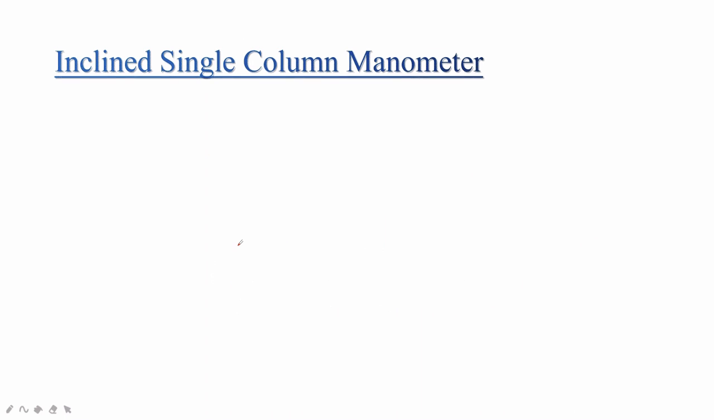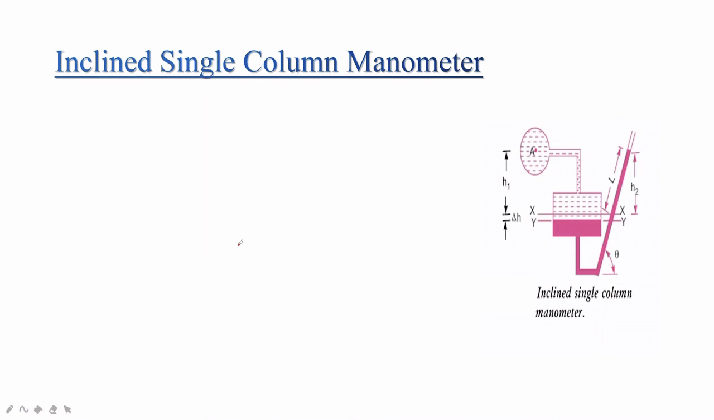Now we will see what is an inclined single column manometer. See this image. It is just like the vertical single column manometer, but it is inclined. Whenever it is inclined, we will resolve the force and take theta. The tube is also inclined, so with the horizontal we will take one angle theta and substitute it in the equation.